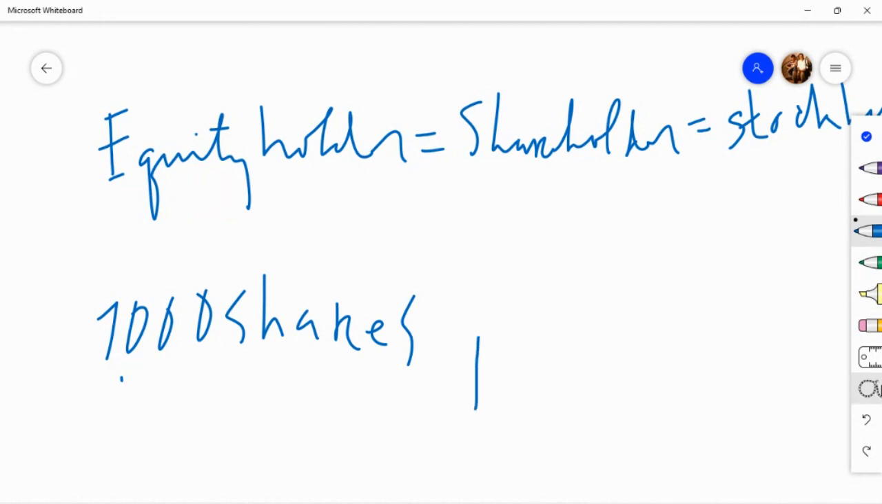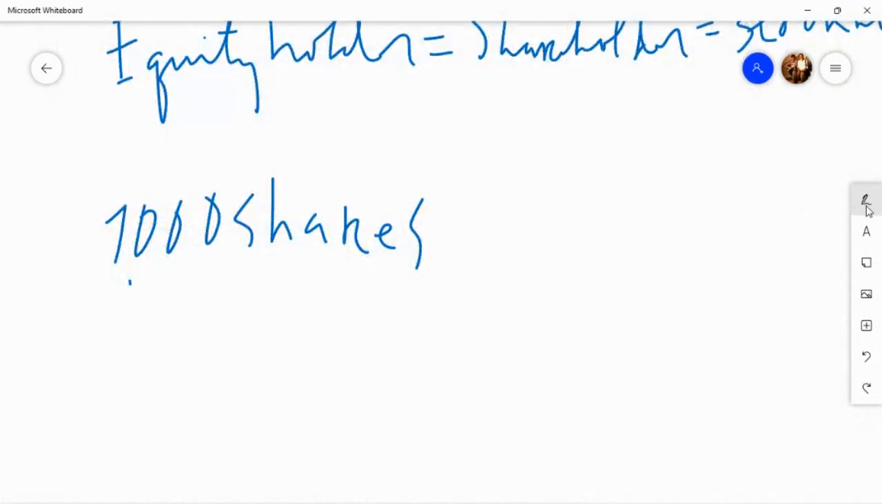I don't know how many shares are outstanding for Apple, let's say 10 million. Actually, it's 16 billion. Okay, it could be. But let's assume, just for the argument's sake, 100 million shares outstanding.